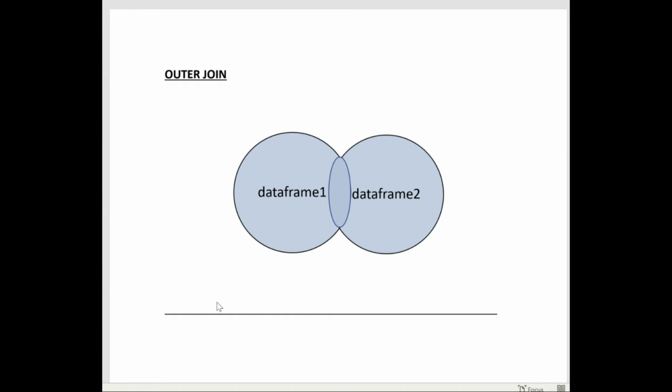So in the outer join, the rows from the two data frames, including the intersecting rows, are included. Here we are specifically talking about the full outer join. Earlier we have seen the examples of left join and right join.